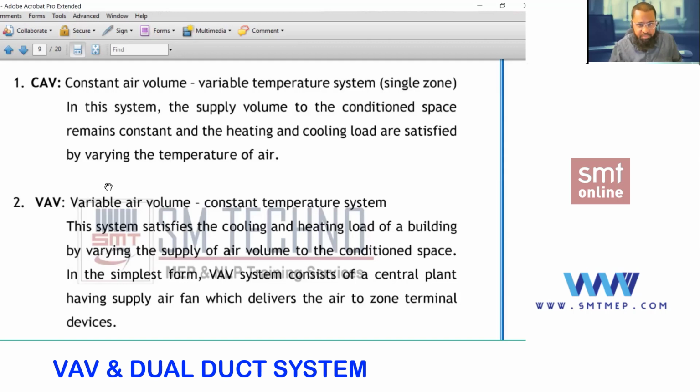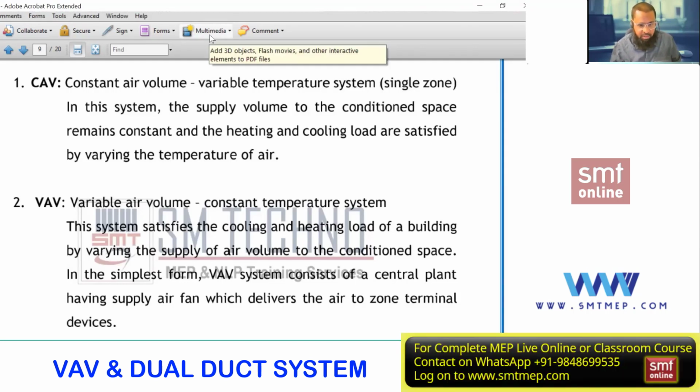VAV is also interesting, and also very important as per the market. If you're dealing with a big project, then VAV is a good option. Or if you want multiple zones, in that case also, VAV is a good option.